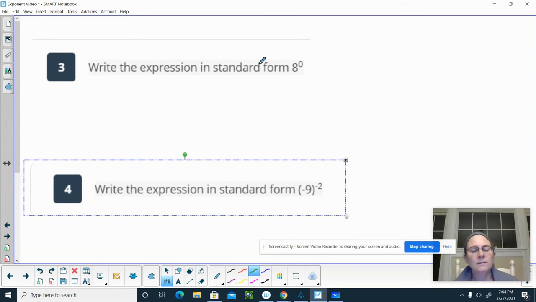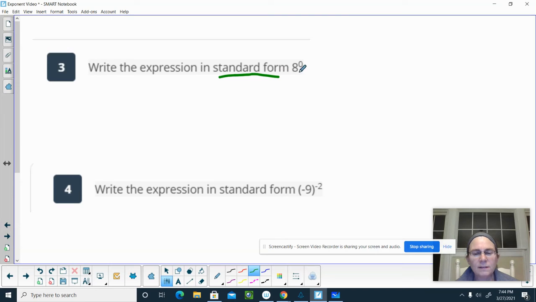Write the expression in standard form. Well, to the 0 power, any number to the 0 power equals 1. It doesn't matter if it's a million to the 0 power. It doesn't matter if it's negative 8 to the 0 power. It doesn't matter if it's a half to the 0 power. It equals 1.